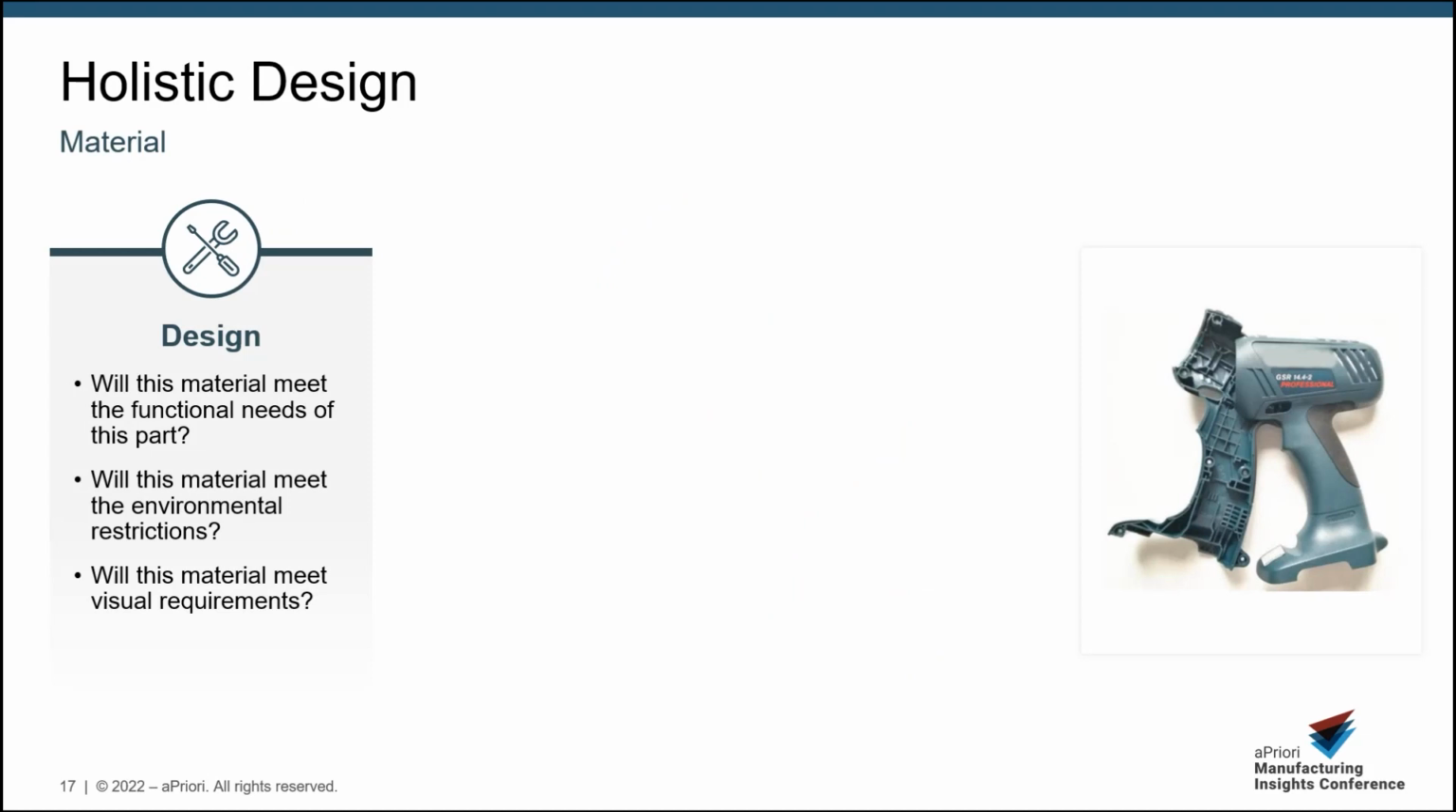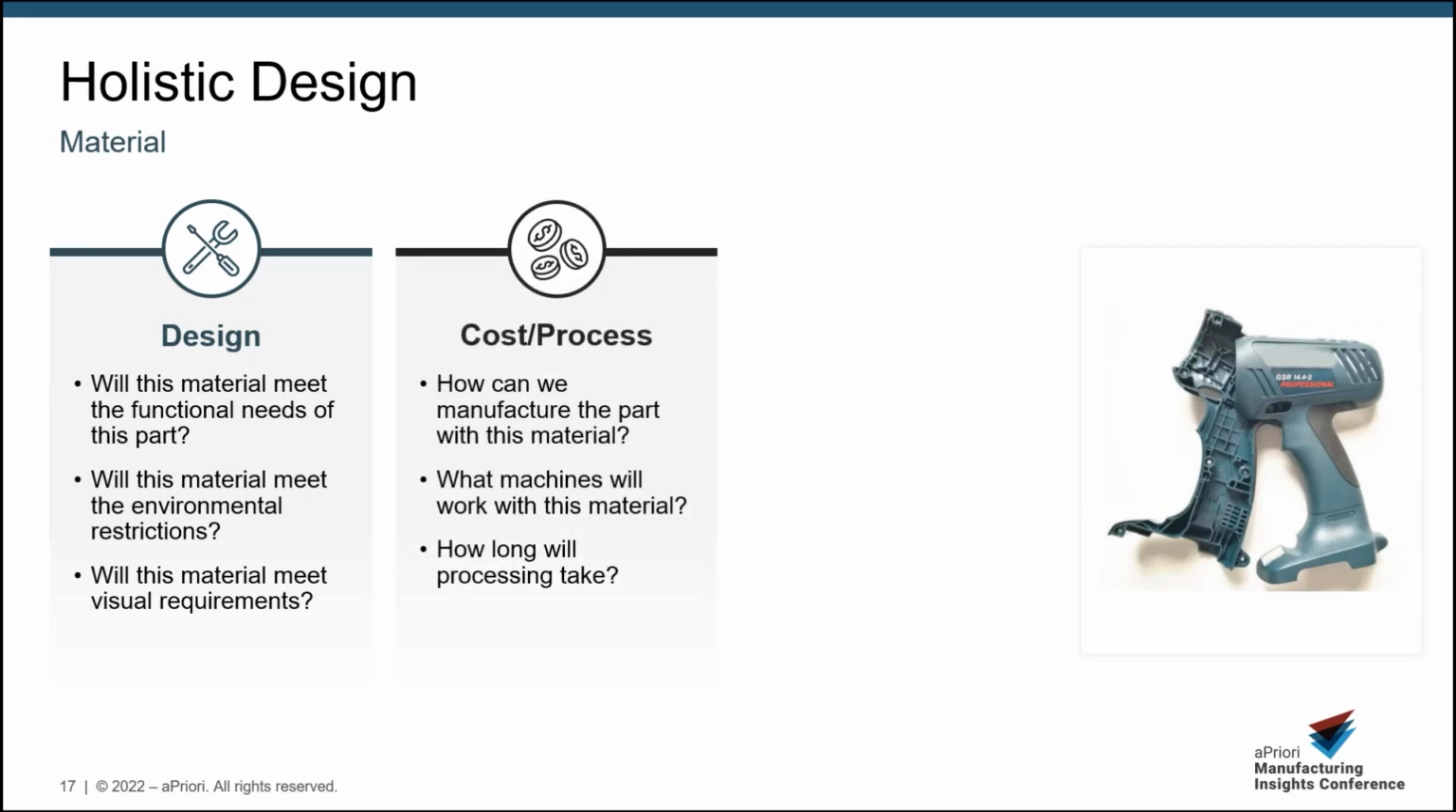Let's get back to the drill casing, specifically the material selection. Design engineering needs to determine what the material should be. Typical decision points will be centered around feasibility questions such as functional needs, environmental restrictions, and visual requirements. However, this is just one portion of the interconnected whole.